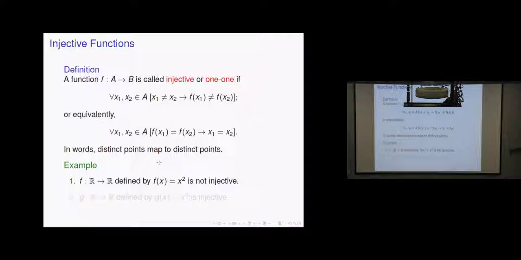Okay. Let's look at examples. So for example, I have a function from real number to real number defined by f of x is x squared. So this is not injective because, well, 1 and minus 1 are mapped to the same point, 1. Right? 1 squared is also minus 1 squared. So it's not distinct point to distinct point. But now, if you look at cube, it turns out different points are mapped to different points because this is a strictly increasing function.